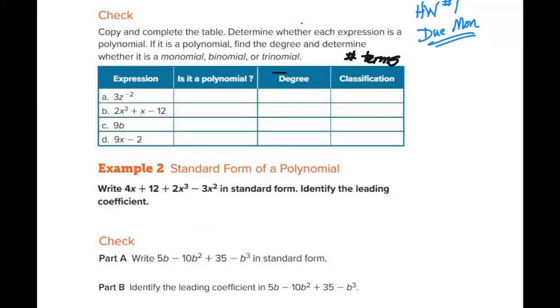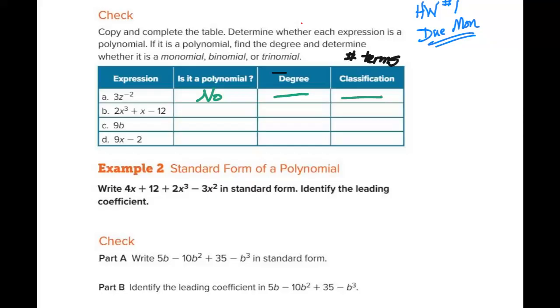All right, so the first one, letter A, 3z to the negative 2. Brian, is that a polynomial? Yes or no? No. What do you guys think? Is he right? Yes, he is right. So we don't need to look at the degree or the classification for that one.